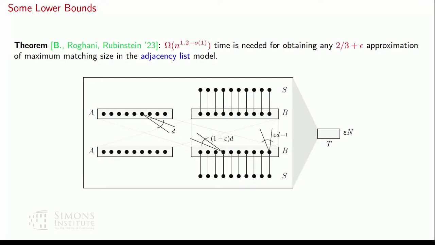So I just wanted to give a glimpse of what lower bounds are known. There's another lower bound also for better than epsilon approximations in low degree graphs, but I did not talk about those.